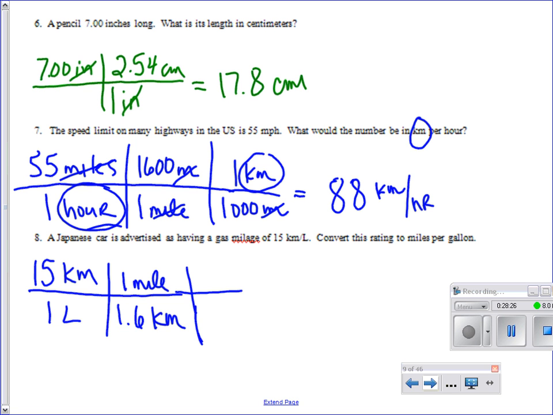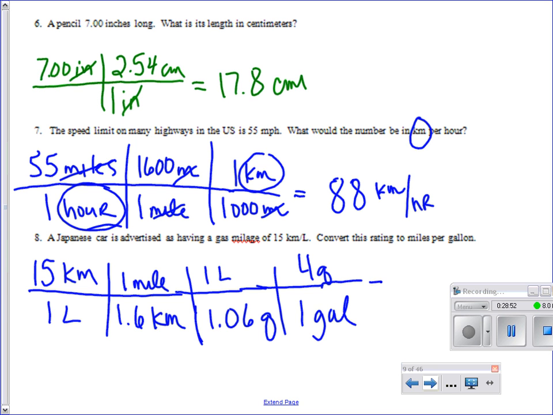Quarts to gallon, yeah. So how many liters, how many quarts and liters? So I've got 1 liter, and I'm putting that on top so it cancels, is equivalent to 1.06 quarts. Okay, now we can go back to our original system, and we have what? 4 quarts for every 1 gallon.